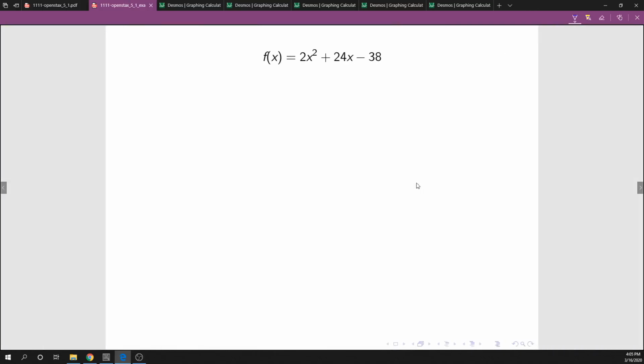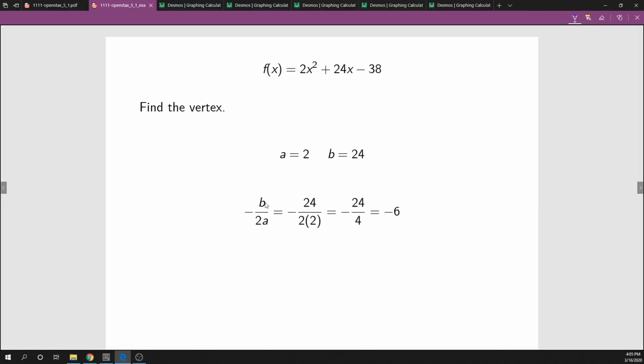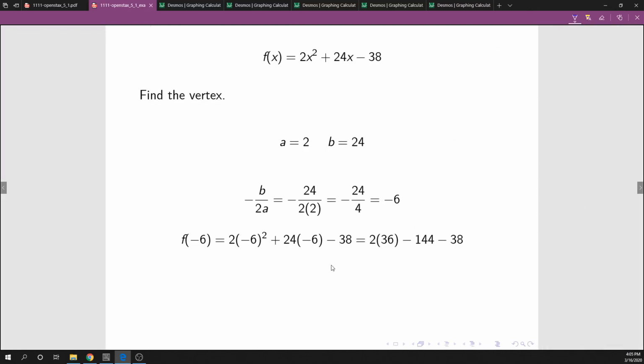All right, next example, same approach. We're going to find the vertex. So our A is 2 and B is 24. And we use the minus B over 2A formula. So B is 24 and A is 2. So we get 24 over 4, which is 6. But then this minus changes to a negative 6. And then that's the x coordinate. Take that negative 6 and plug it in for x into the original and work that out. So here I have 2 times negative 6 quantity squared. Negative 6 times negative 6 is positive 36.